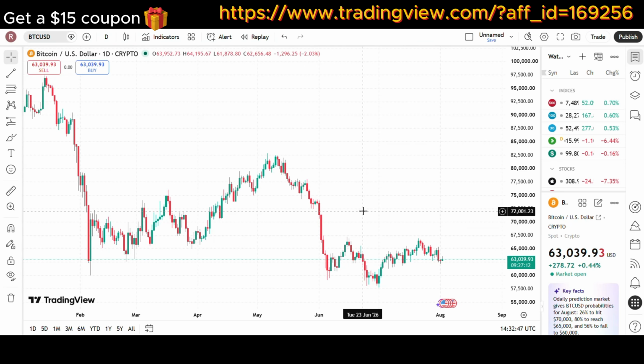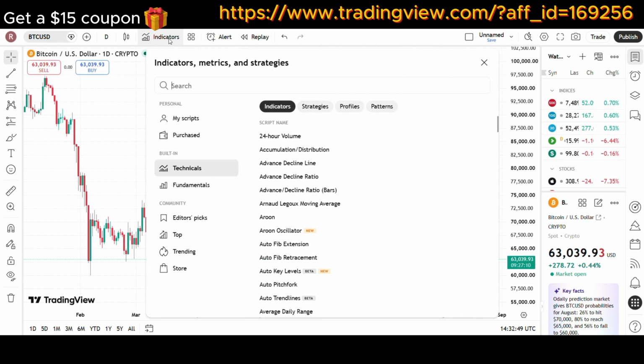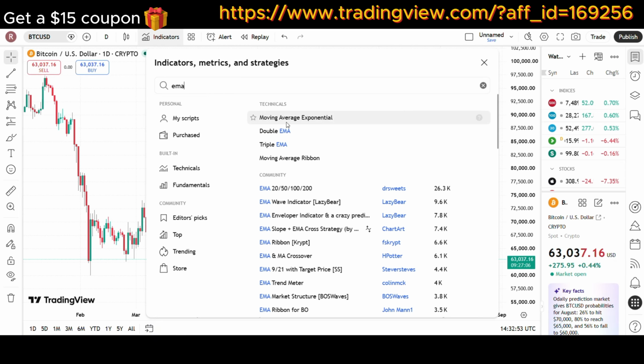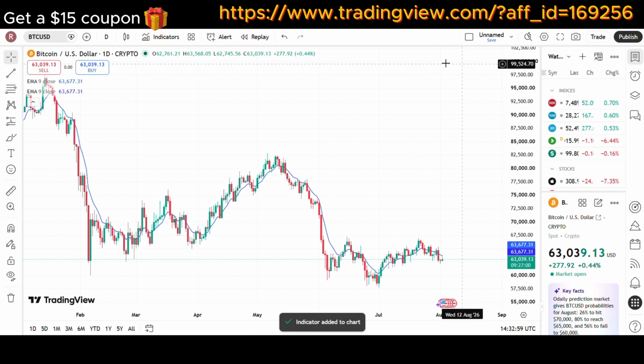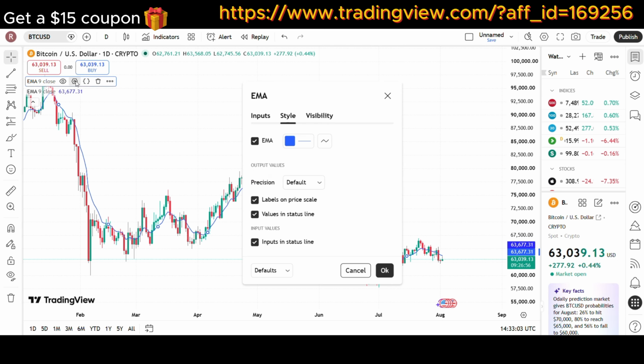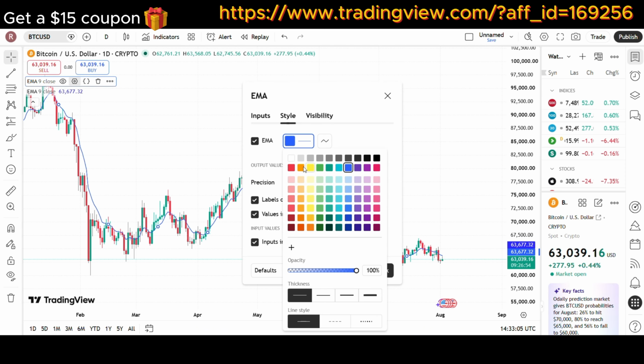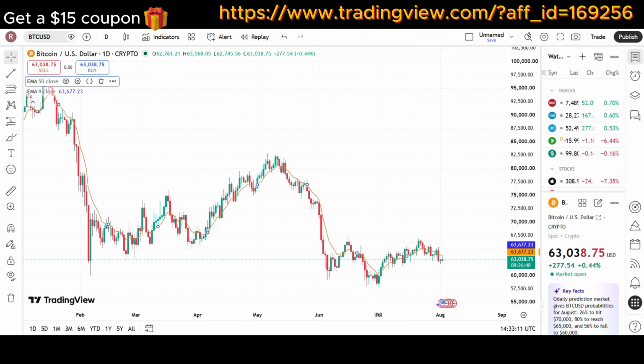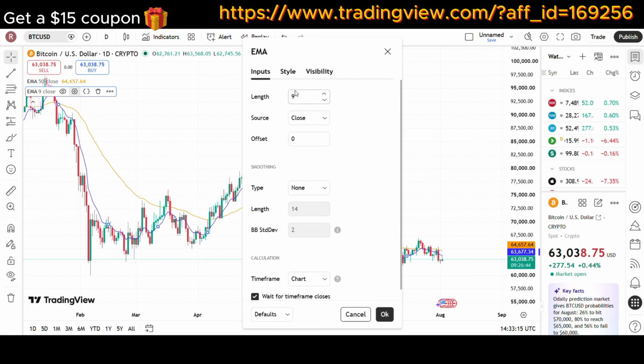To find the EMA on TradingView, click the Indicators tab at the top, search for Exponential Moving Average, and add it to your chart twice. Go into the settings and set one line to 50 for medium-term tracking. And the other to 200 for the long-term trend.